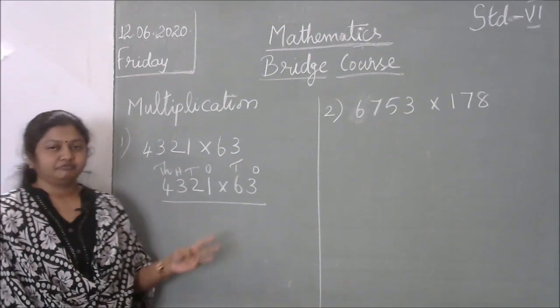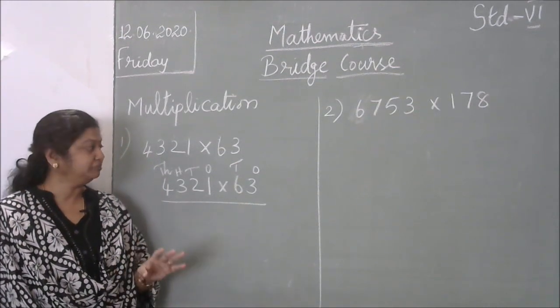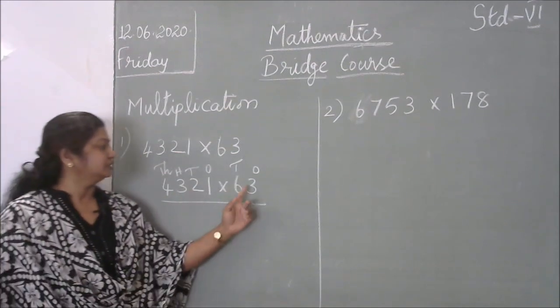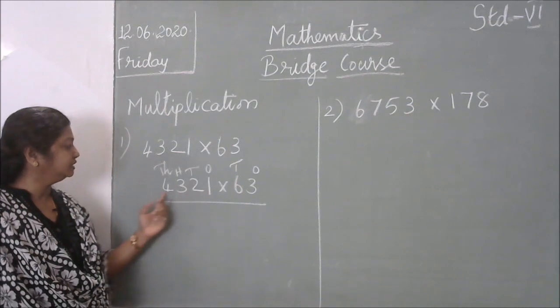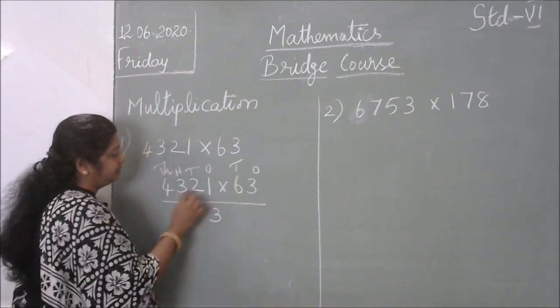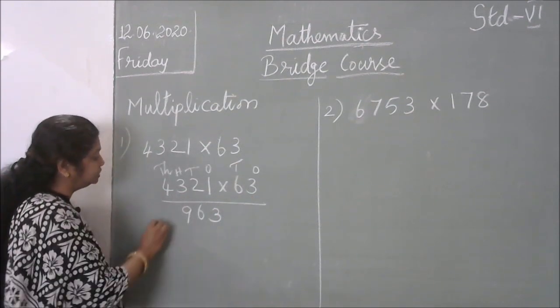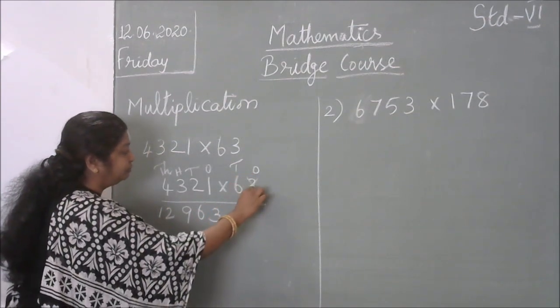Upon that, in addition and subtraction, what we did, we used place value. The same thing, we have to use the place value on top of these numbers. First, in the ones place, here 3 is there. With the 3, you should multiply all these numbers. So 1 3s are 3, 3 2s are 6, 3 3s are 9, and 3 4s are 12. Here, the ones place number, we multiply with the ones place number.